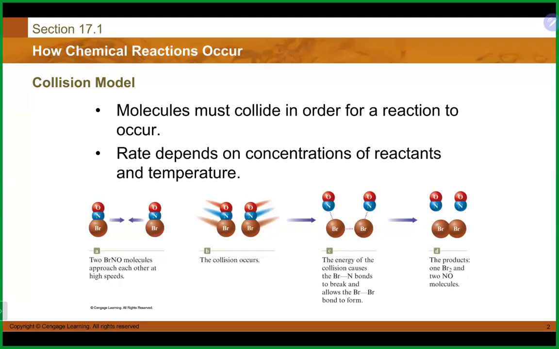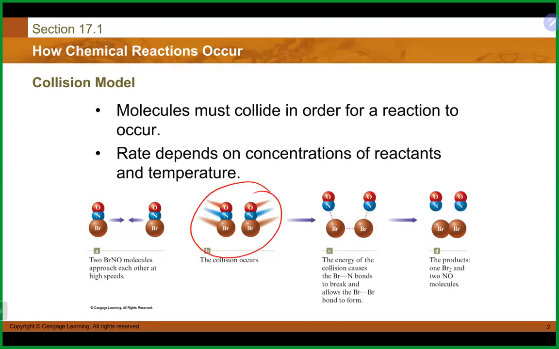Now, the rate at which this occurs, and the rate is how fast or slow something occurs, does depend on the concentration and temperature. Obviously, if you have a greater concentration, there's a greater chance of everybody running into each other because there's more molecules moving around. And at a higher temperature, they probably also have much more energy to have the right amount of energy for this reaction to take place. So as we can see here, 2 BrNO molecules approach each other at high speeds. We get a collision that occurs.